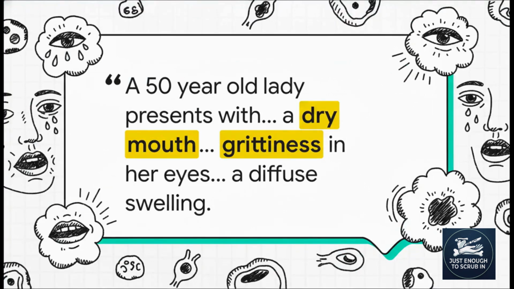Okay, listen to this classic presentation. A patient comes in complaining of a super dry mouth, gritty, dry eyes, and has this diffuse, often bilateral swelling of her parotid glands. When you hear that combination of symptoms, your brain shouldn't be thinking of a focal tumor. It should be thinking of a systemic autoimmune process, like Sjogren's syndrome.